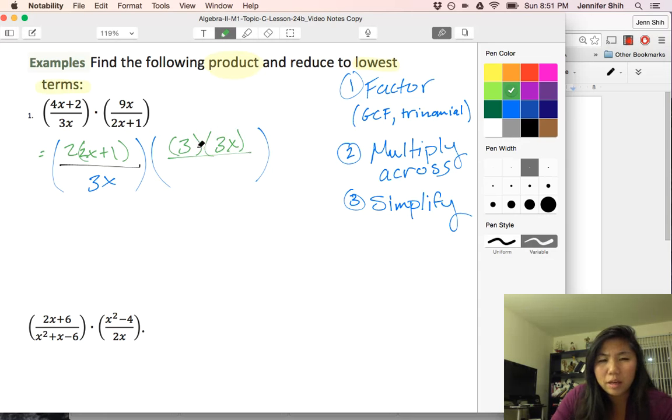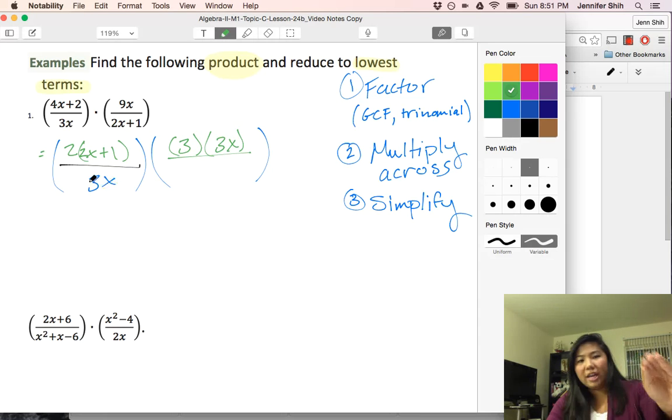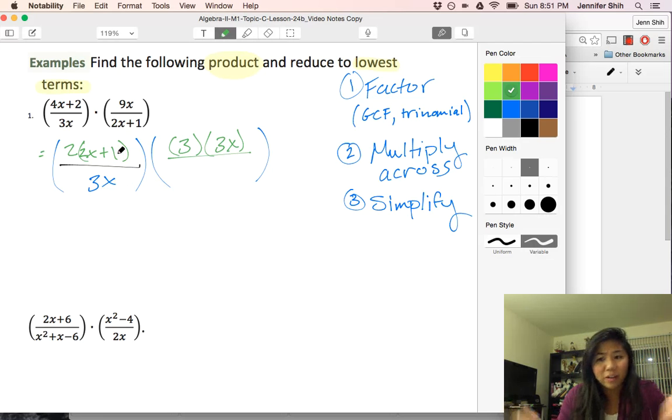And I'm thinking ahead because I see a 3x in my denominator. And it doesn't hurt if I factor it, and if it doesn't need to be crossed out, then it just gets put back together. So I'm just playing it safe and factoring out a 3 and a 3x. And then in my denominator, I have left over just a 2x plus 1.